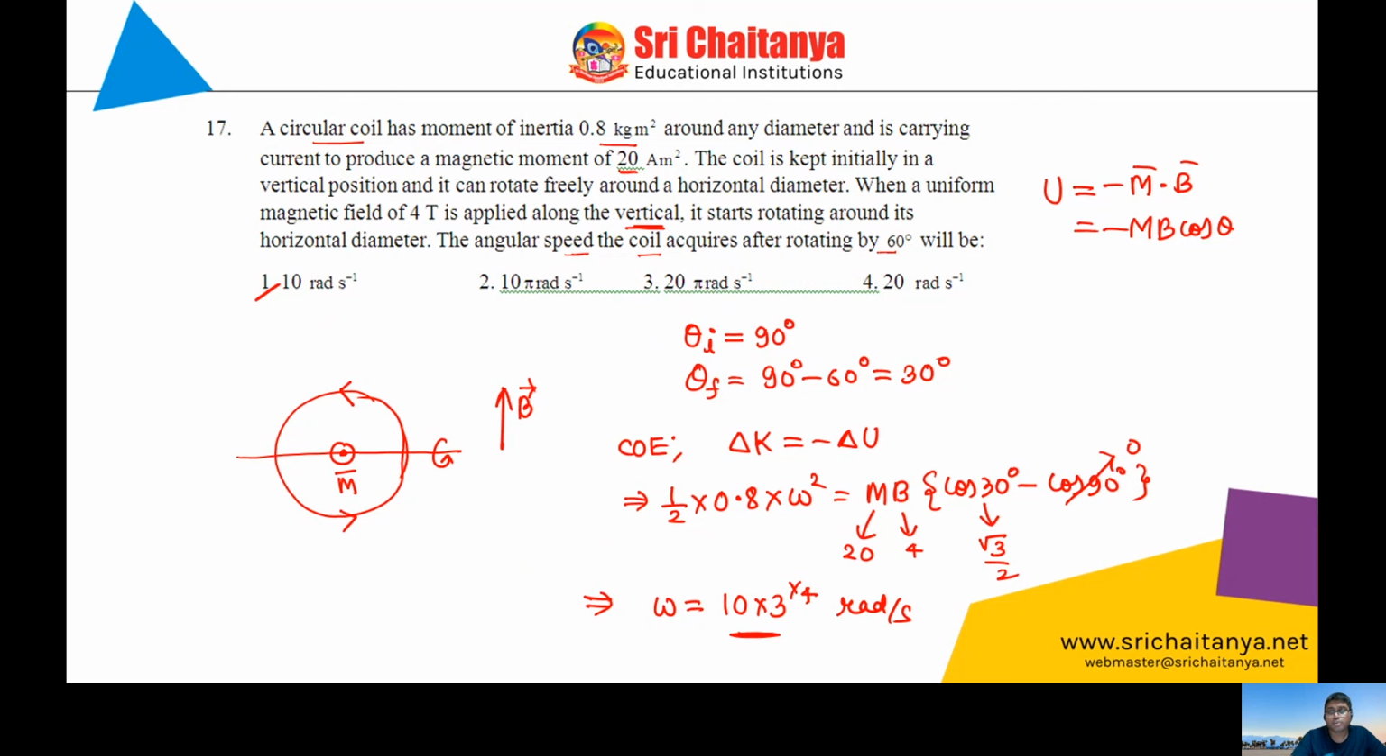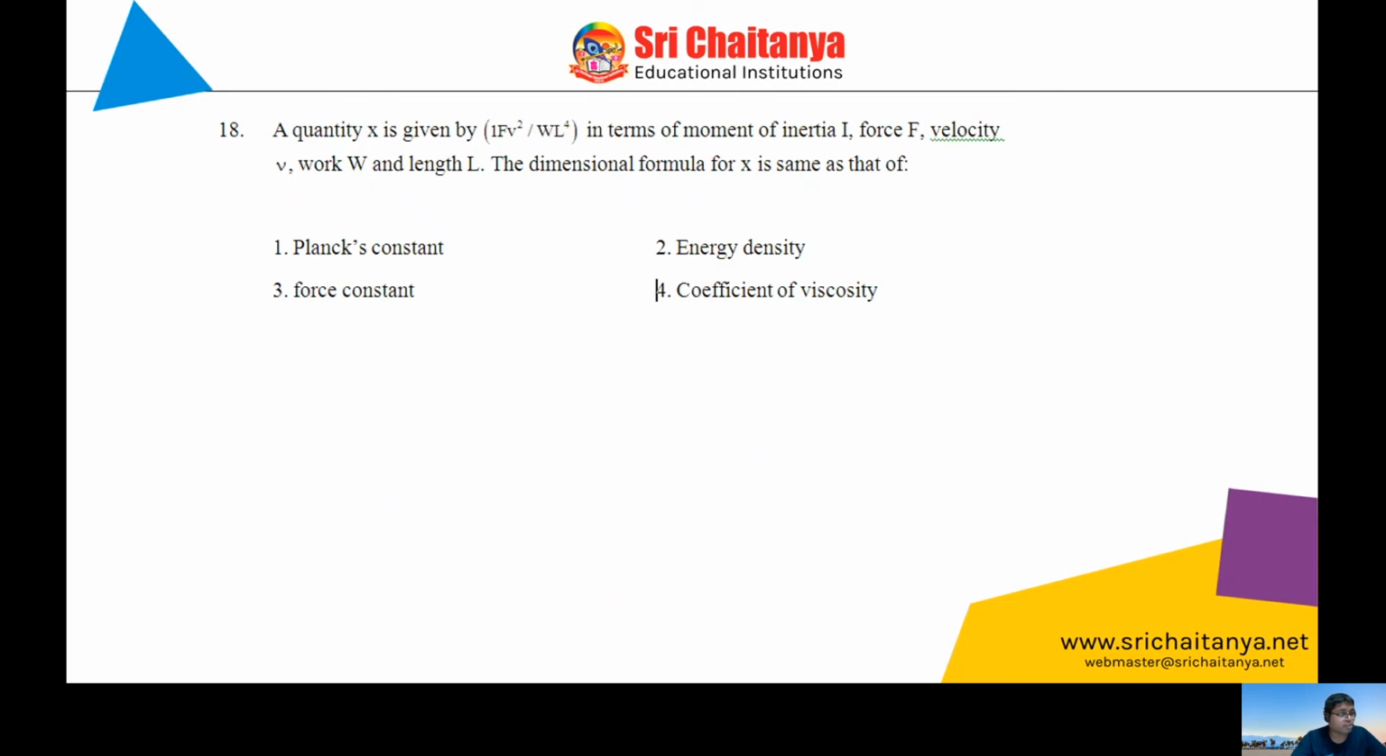So now let's look at question number 18. This is a simple question of dimensional analysis. Okay, and X is a quantity which is given by I F v square upon W L to the power 4. Obviously its dimension will be the same as the dimension of this quantity over here, where I is the moment of inertia, F is force, v is velocity, W is work done, and L is the length. So let's write the dimension of each and every term.